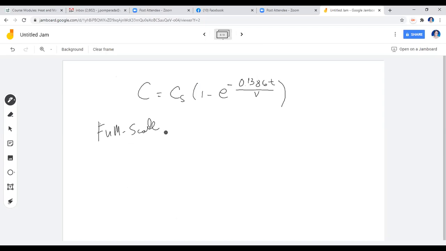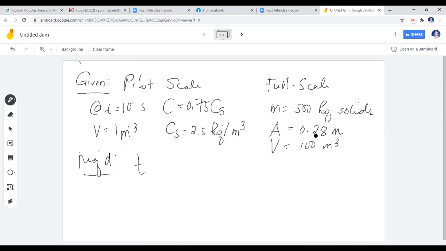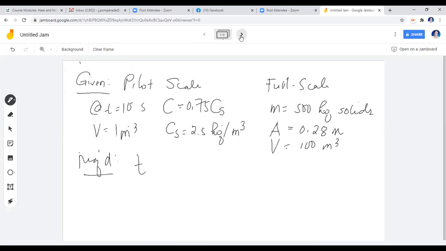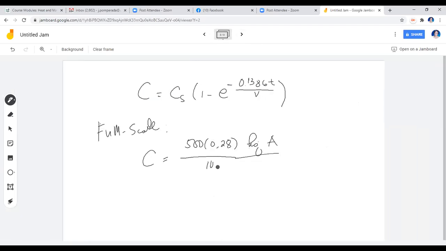How do we determine the C? So your C is said to be concentration, which is mass over volume. Now, if we go back to the given, it says that we have 500 kilogram solids containing 28% of solute. So we'll have here 500 times 0.28. This numerator will represent kilogram of the solute, divided by the amount of solution, in this case, which is 100 cubic meter. So you'll have a concentration here of, we'll cancel the two zeros, 5 times 0.28. In that case, you will have 1.4 kilogram per cubic meter.